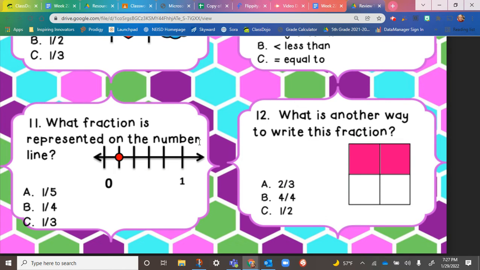Number 11, what fraction is represented on the number line? Well, first I have to know how many parts the whole has been broken into. So I'm going to start on my 0 and I'm going to count the jumps. So 1, 2, 3, 4, 5. And so this is going 1 part out of the 5, so 1/5. Here again, half is shaded, so that'd be half.